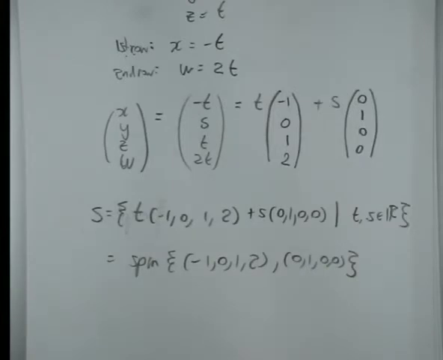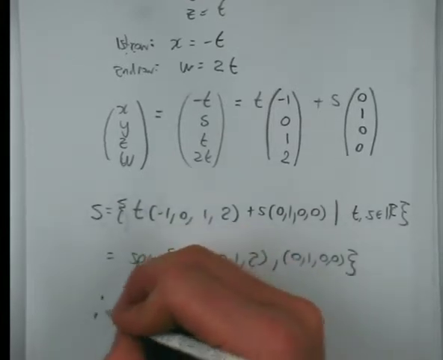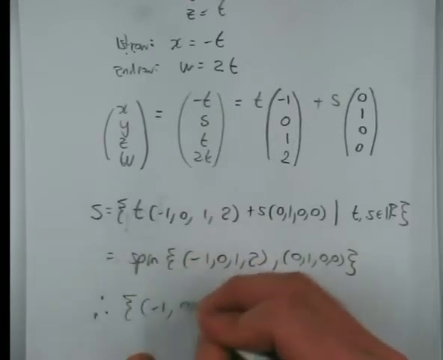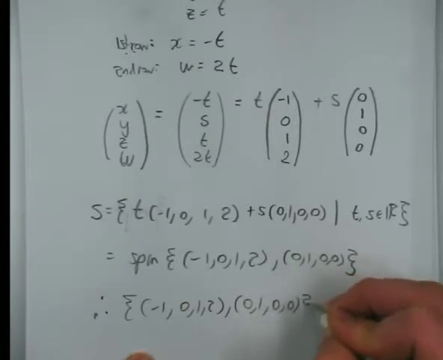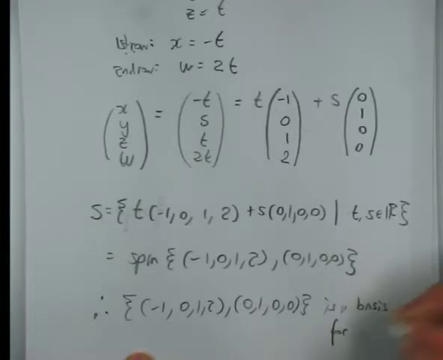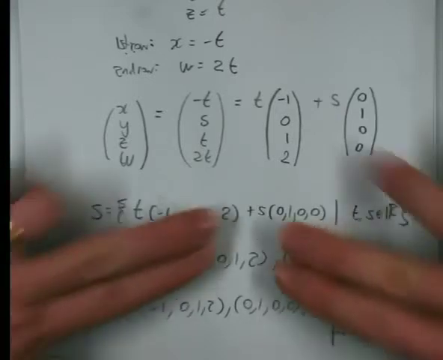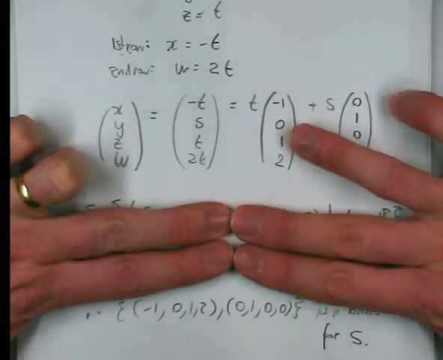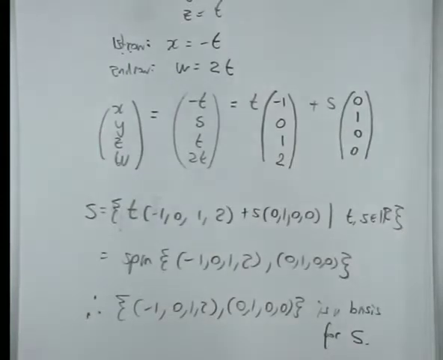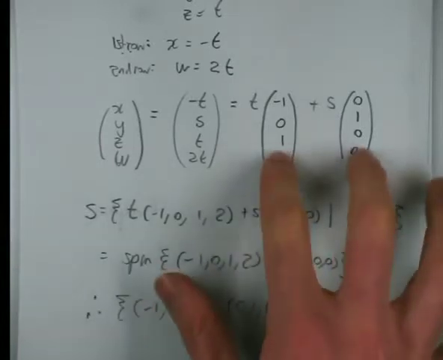Okay, so therefore, minus 1, 0, 1, 2, and 0, 1, 0, 0 is a basis for S. Okay, you don't have to put those two lines in. You can go straight to this if you want, which will cut down time in the exam, but it's just good to know that that's what's really going on here. Okay, so the two vectors that you get here are the basis.